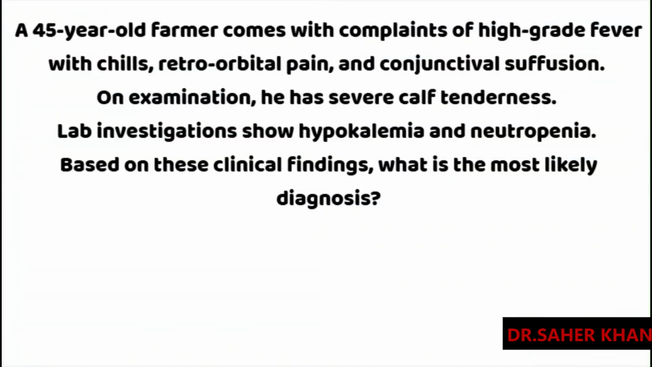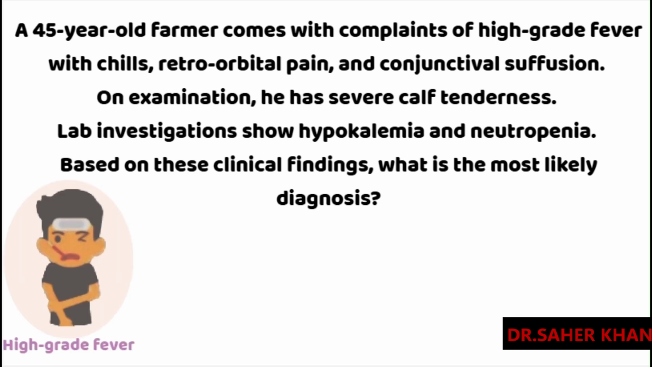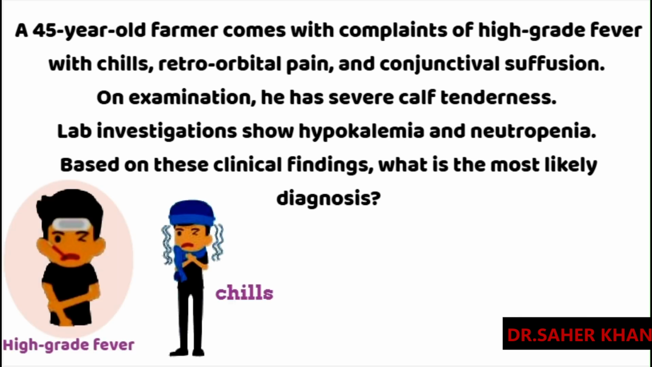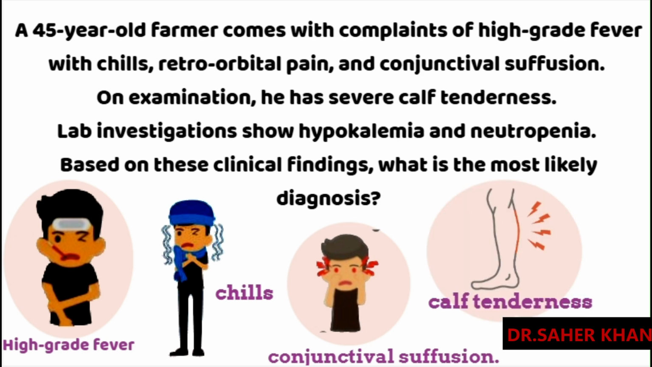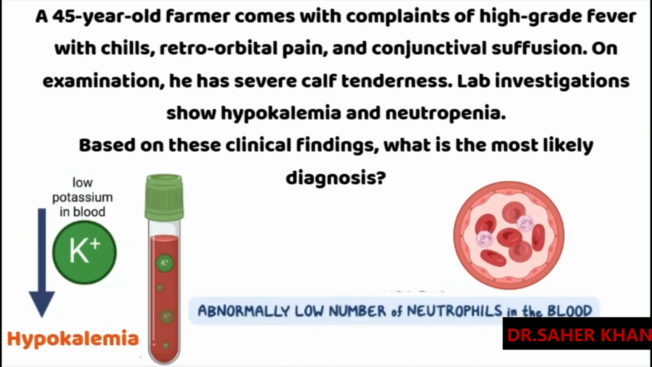Okay, so our third question. A 45-year-old farmer presents with complaints of high-grade fever with chills, retroorbital pain, and conjunctival suffusion. And on examination, there is severe calf tenderness. And lab investigations reveal hypokalemia and neutropenia.